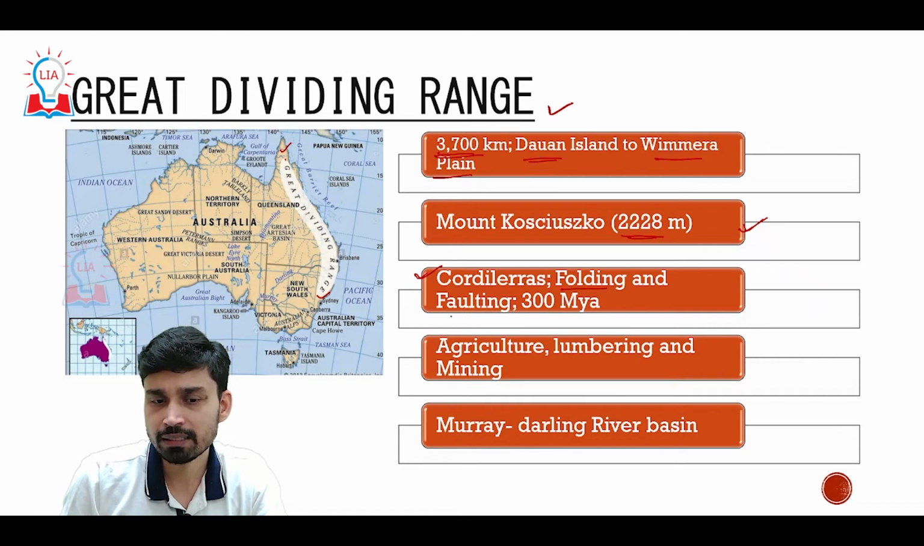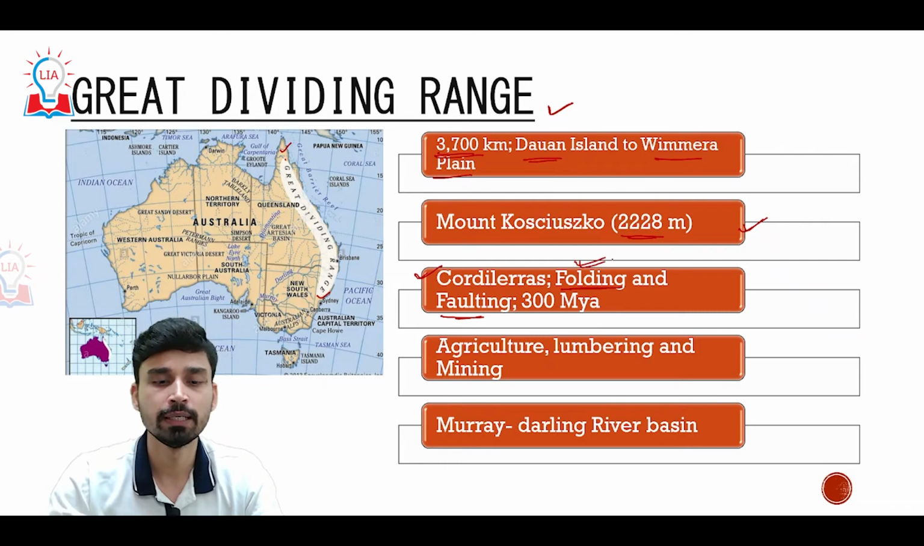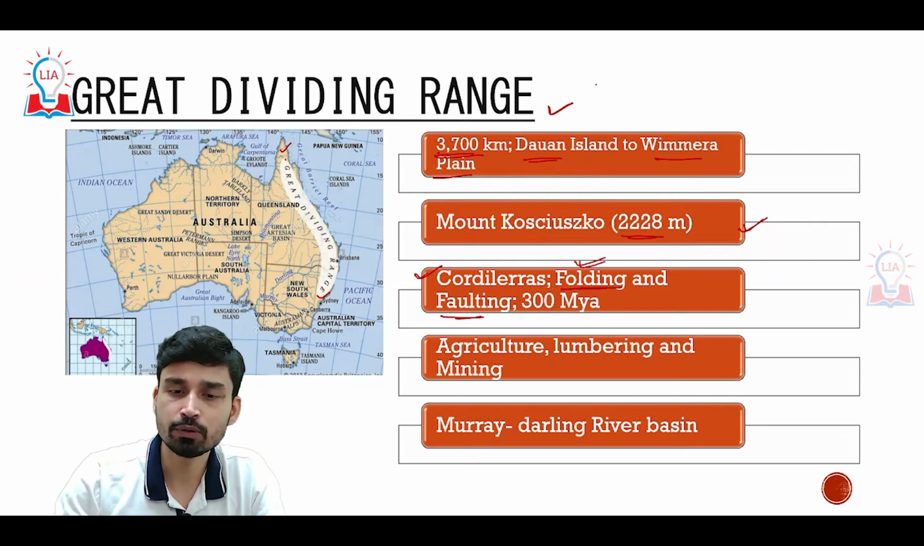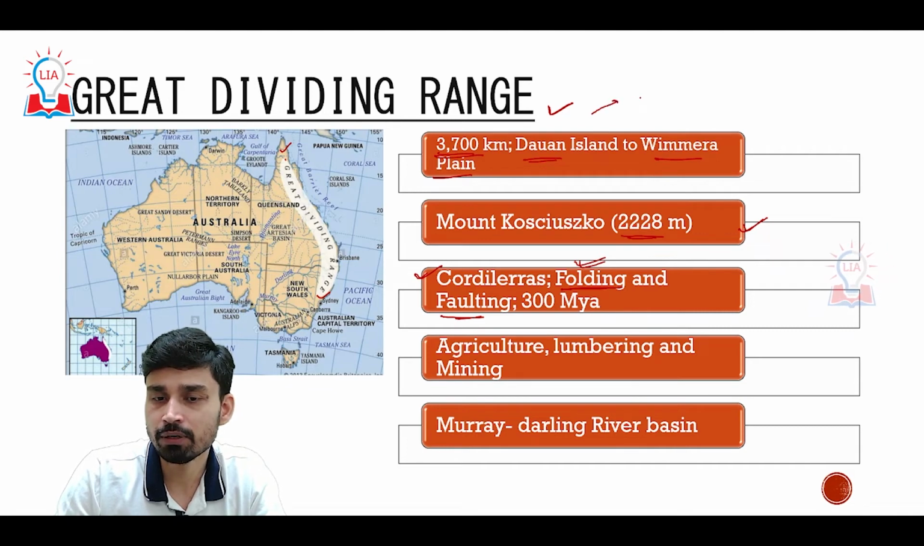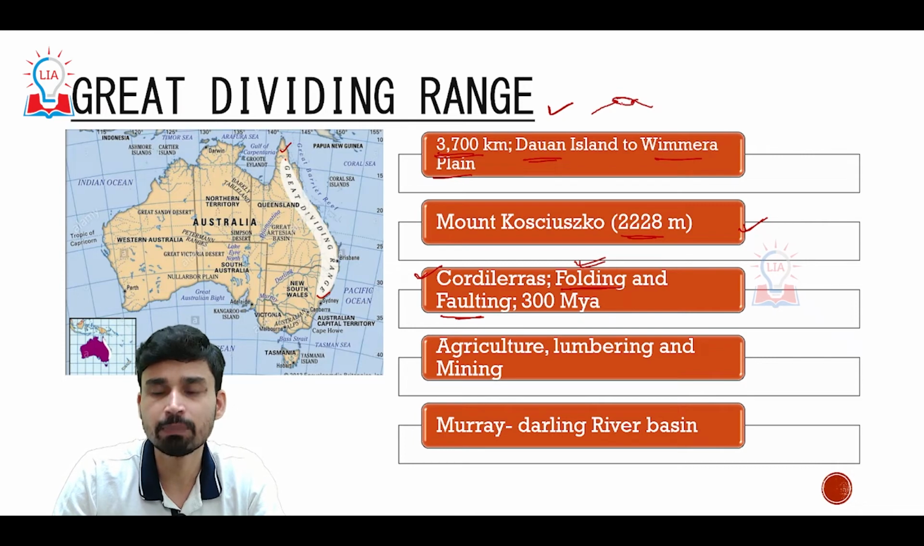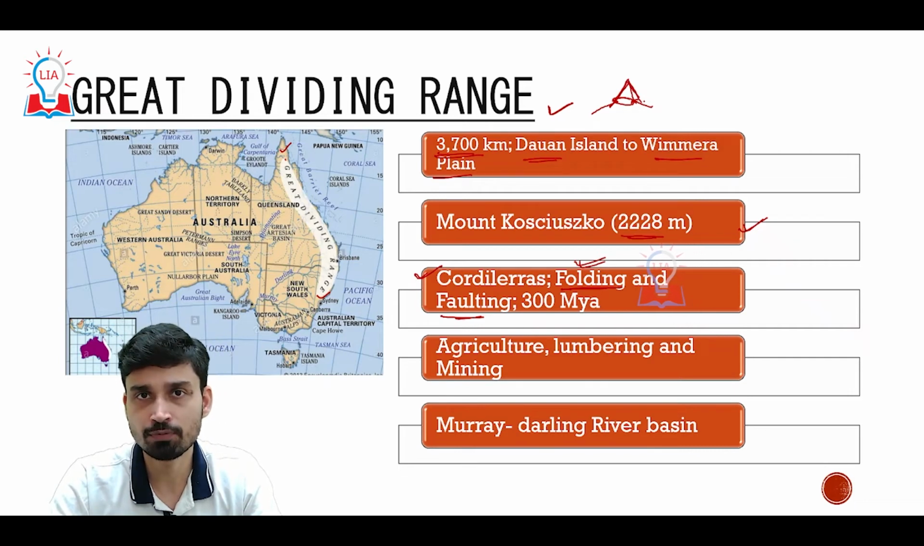It is believed that the Great Dividing Range has developed due to both activities of folding and faulting. If briefly we try to understand folding, as we discussed, whenever we have convergence between two different continental plates, the rocks and the sediments present near the point of collision rise in the upward direction, and thus such an event is called folding.